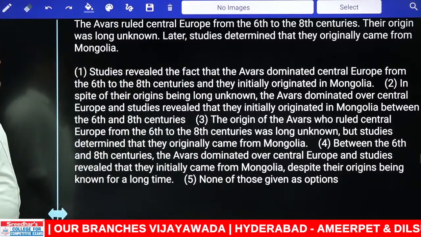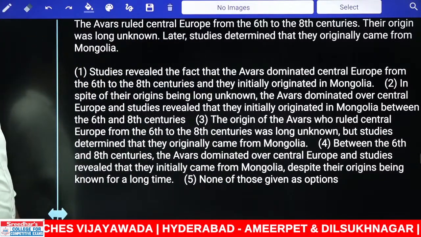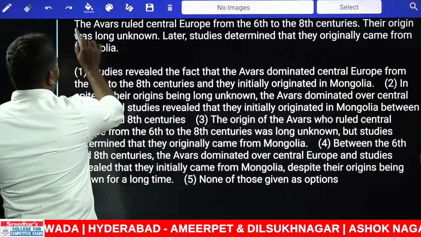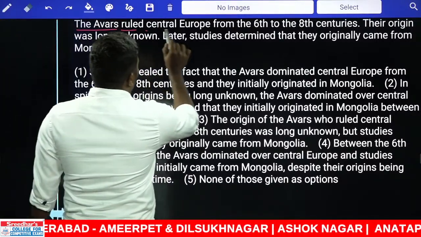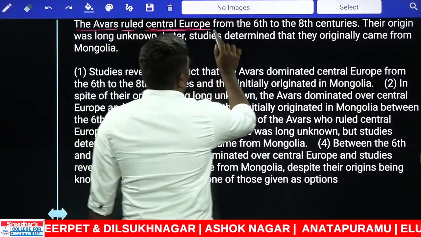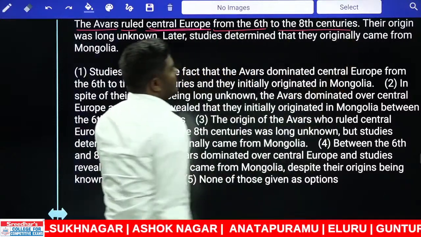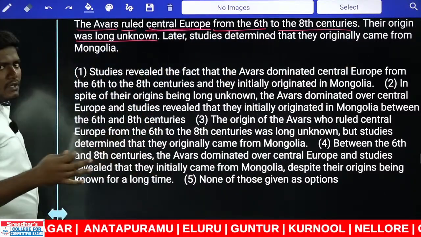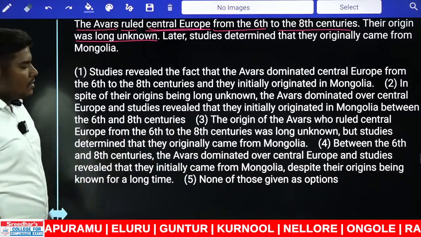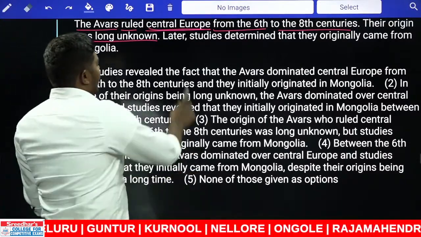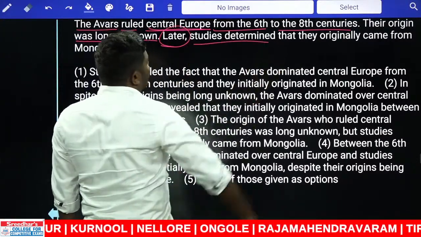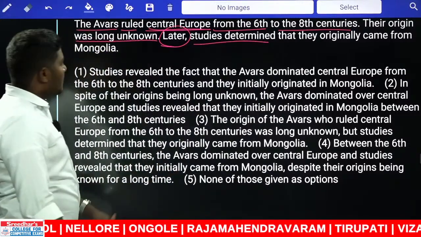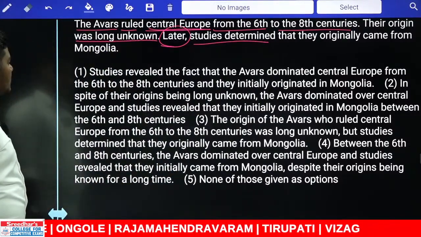The Avars ruled Central Europe from the 6th to the 8th centuries. Their origin was long unknown. There are some people, the Avars, they ruled Central Europe. From when to when? From 6th to the 8th centuries. Previously, the origin was not known to the public. Later, after some time, studies determined that they originally came from Mongolia. Okay, clear.